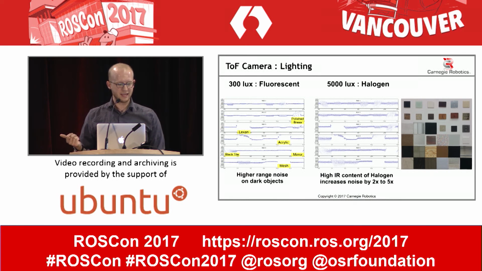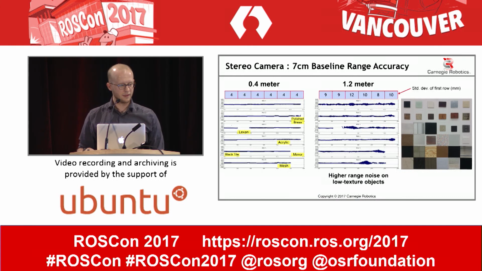This is a time-of-flight camera, and you see that there's higher range noise on dark objects, and that turning on that halogen light with high IR increases the range noise by a factor of 2 to 5, depending on the material. A stereo camera doesn't have those sorts of intensity-based accuracy reductions, but it does have accuracy reductions as you pull the camera away. So this is a visualization of range accuracy and variance at close range and at long range for that 7-centimeter camera.